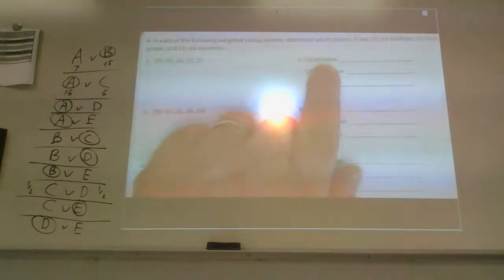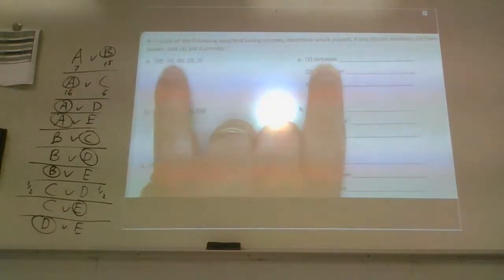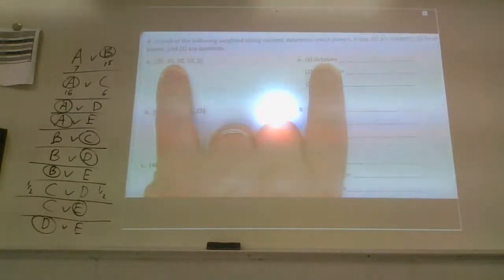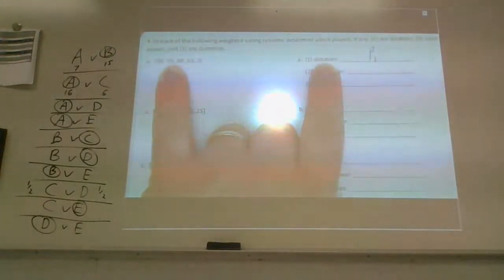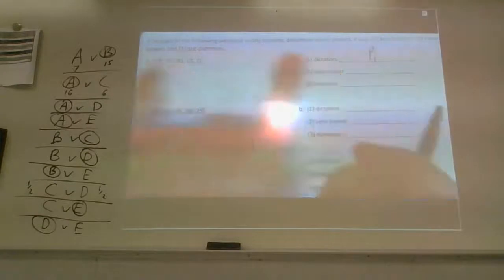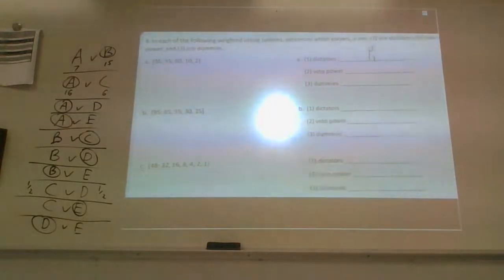A dictator is just basically they can vote anything up or down on their own. Nobody has any other say except for the one person. In part A of this particular problem, player 1 is a dictator. Even though the other players do have some votes, player 1 is absolutely a dictator because the quota is exactly equal to the dictator's power. The dictator has 95 votes at their disposal, and because of that, they can pass whatever they want or not pass whatever they want. Player 1's clearly a dictator.